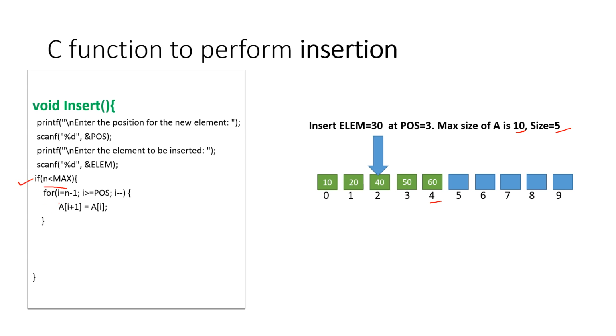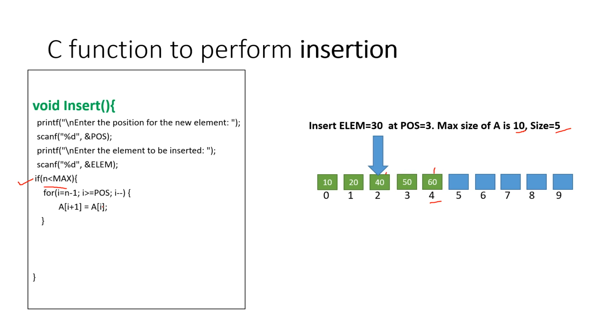Start shifting, starting from n minus 1. N value is 5. 5 minus 1 is 4. Almost the same as that of the algorithm. You have to start shifting starting from this place, n minus 1, till the position. Position is this one.